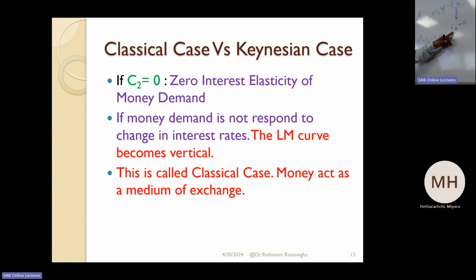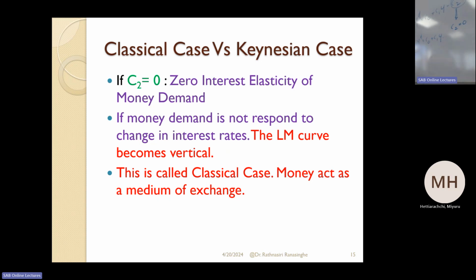If the C2 is 0, that means 0 interest elasticity, so there is no response coming from the interest rate in the money demand function. So we can ignore that whole part. Money demand is explained by C0 plus C1Y, which explains the transaction and precautionary motives of money demand. That is the case we identified as the classical case.